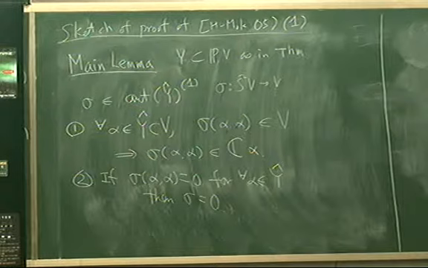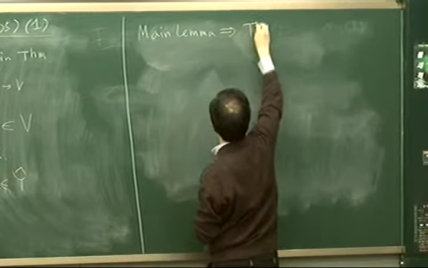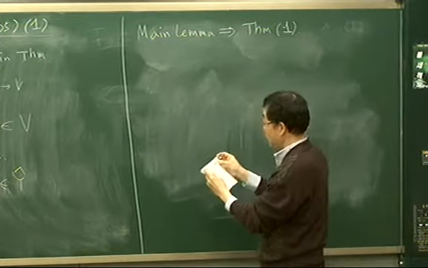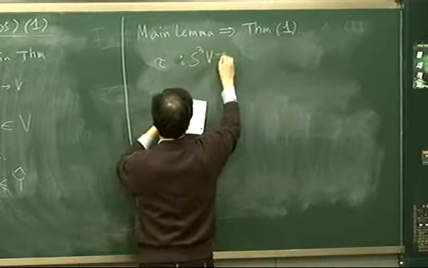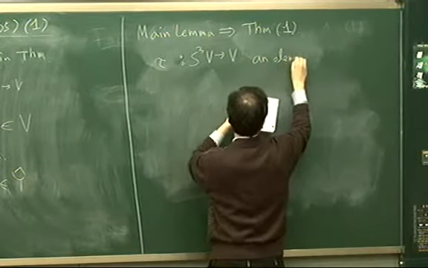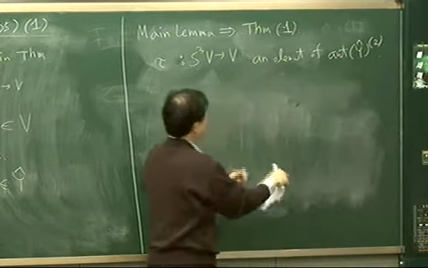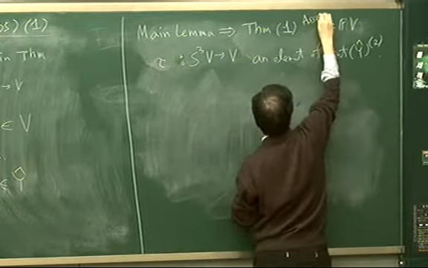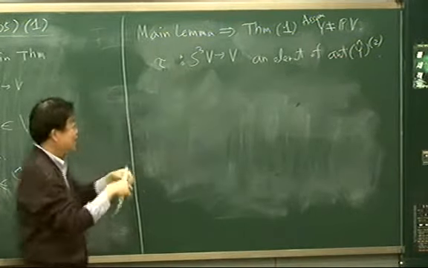So let me tell you why the main lemma implies theorem 1. This is roughly how it goes. Suppose you are given tau in S3 B on an alt element, the second prolongation. Now you assume Y is not PV, and we want to show that any such tau is 0. That's the statement. Okay. Now how to show this?